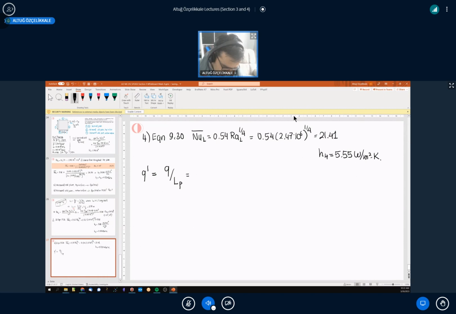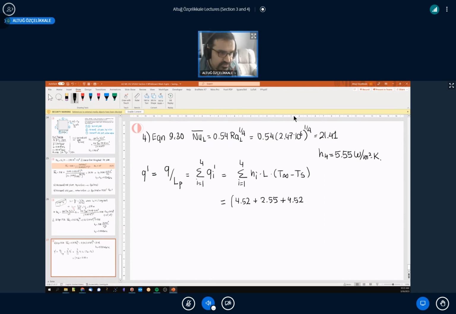And that's going to be equal to summation on all surfaces, or let me put it this way, simply, heat transfer per unit length. And that's going to be summation over Hi multiplied by L multiplied by T infinity minus Ts. That's going to give us 4.52 from the first surface plus 2.55 from the other surface.